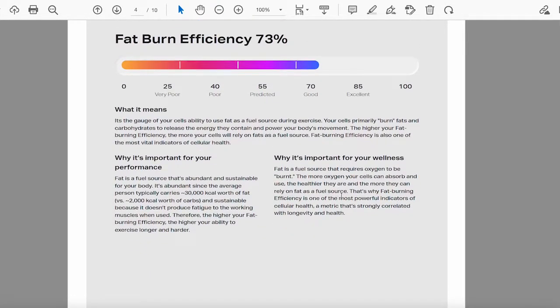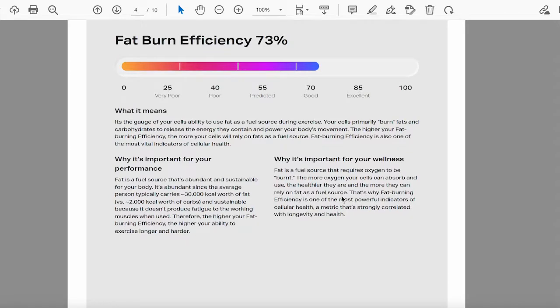The next thing that we get a grade on is our fat burning efficiency. And this is how well your body uses fat, or how much percentage of energy you're getting from fat during exercise. And I'm in the good category here. I would like to be a little bit higher on this. So I'm probably going to take a look and see why I am not burning fat as efficiently.